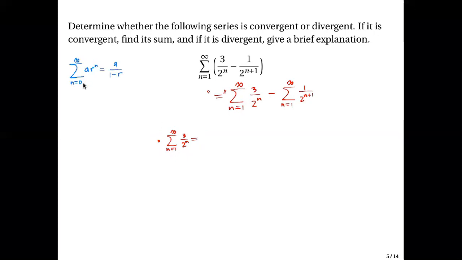So we need to adjust. The index must start at 0, or the power of your common ratio must start at 0. But here, the power of the common ratio starts at 1. So we have to rewrite this series as the sum from n equals 1 up to plus infinity of 3 over 2 times 1 over 2 to the n minus 1.